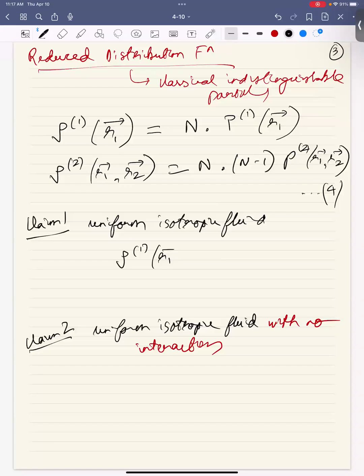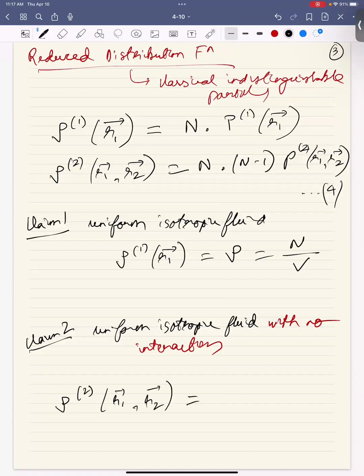of R1 is nothing but the density of that fluid, or number by volume, okay? And claim 2 was that for a uniform isotropic fluid with no interactions, rho 2 of R1 comma R2 is equal to rho square. And it looks like, why do I need to make this assumption? It almost looks like the first one, just square it, it should look the same. No, but when we did the proof, we split P2 is equal to P1 multiplied by P1. We assumed independence over there, right? So let's call this equation 5. Let's call this equation 6.